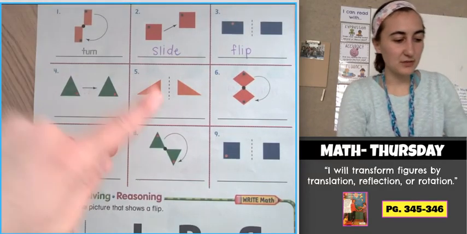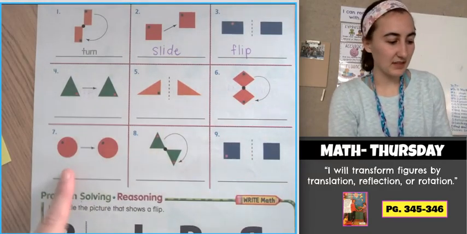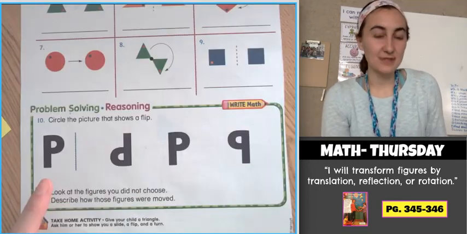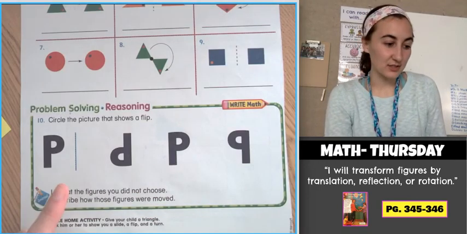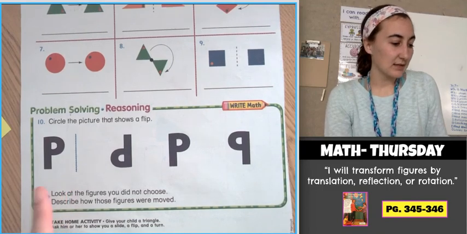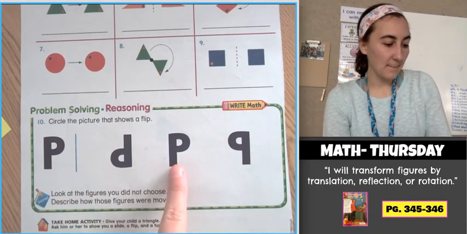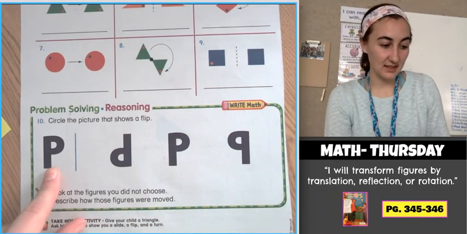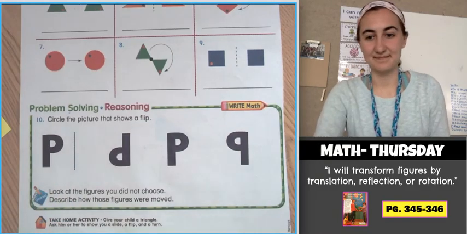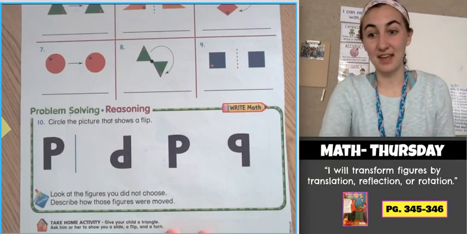Now I want you to go through and complete the rest. On the bottom, you're going to be circling the picture that shows a flip. So which one of these P's would be the flip to this one here? Let me know if you have any questions.